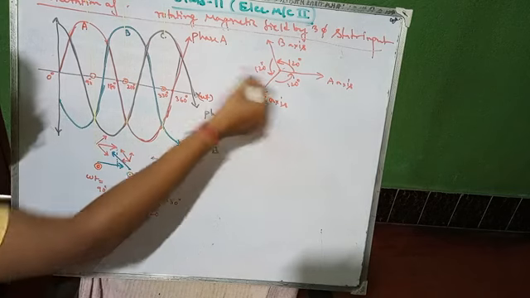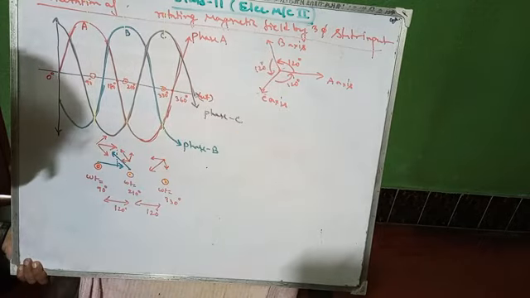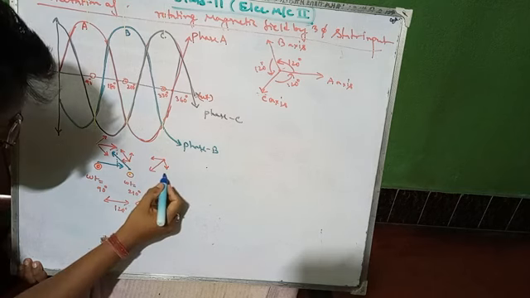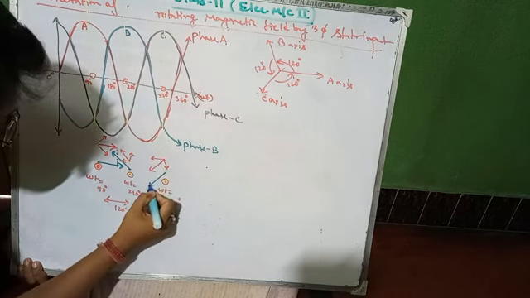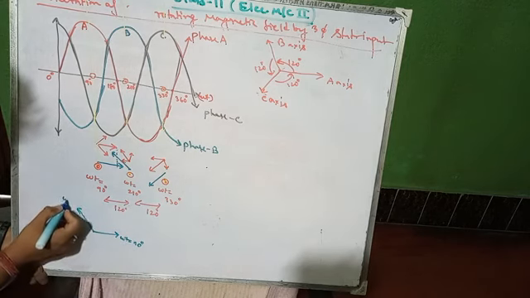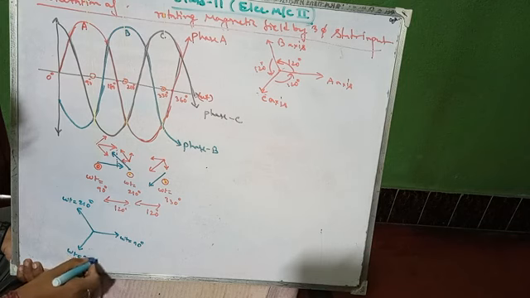A is positive here, so negative will be here, and B is positive here, negative will be here. So if we add, then the resultant one will be slightly added because the resultant one is overlapping over here. So at omega t equals 90 degree, it looks like here. Omega t equals 210 degree, it will look like here. And omega t equals 330 degree, it will look like here.